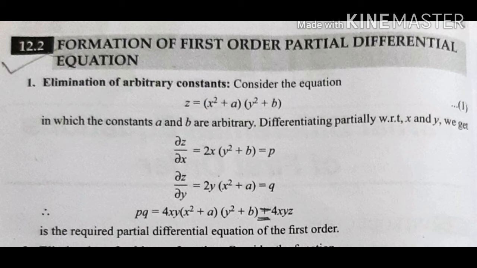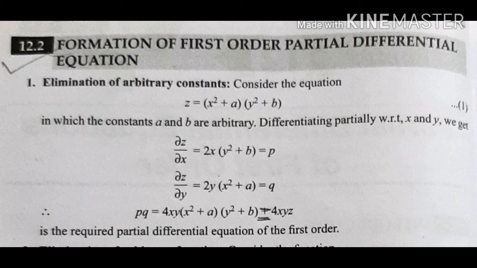Del z by del y. Here, del z by del y means the derivative of z with respect to y, treating x as constant. So, x square plus a is constant and the derivative of y square plus b is 2y. So, del z by del y is equal to 2y into x square plus a. We know that del z by del y we can write as small q.